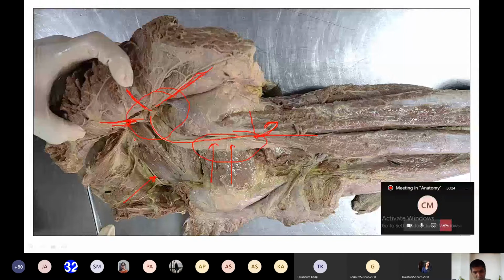It is shown horizontally in the diagram. You should not confuse which is the upper side and which is the lower side. This one is the upper side, and this one is the lower side. This is piriformis. So superior to the piriformis, there will be the superior gluteal nerve. This small twig, which is coming here to supply the gluteus medius muscle and the gluteus minimus muscle, is the superior gluteal nerve.